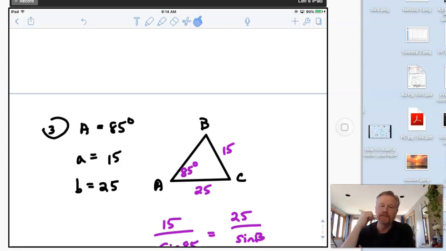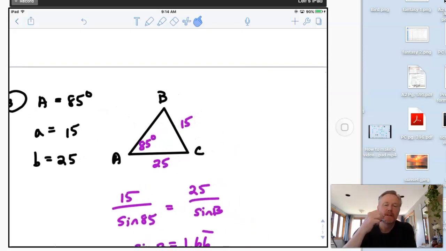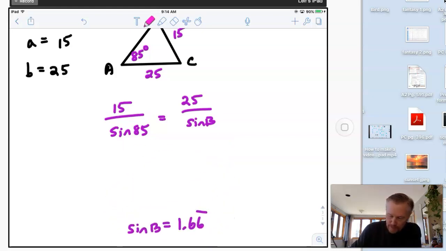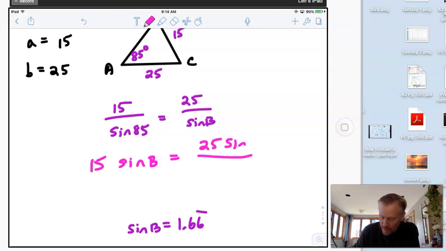Another side-side-angle one. So two sides are 15 and 25, and the angle A is 85, opposite the 15. So I'm going to put the 15 and the 85 in the same ratio. And when I plug in the 25 side, I'm going to figure out what sine of angle B is. And if I do this, I'm going to put another step in here. So I get sine of B when I cross multiply: 25 times the sine of 85, but then you're going to divide it by the 15 there.